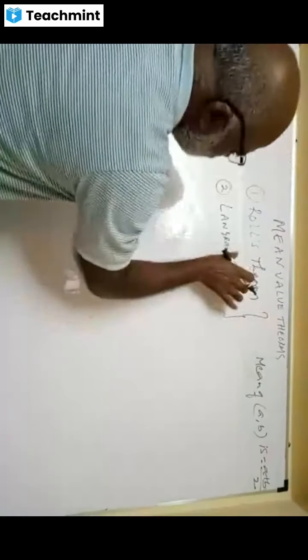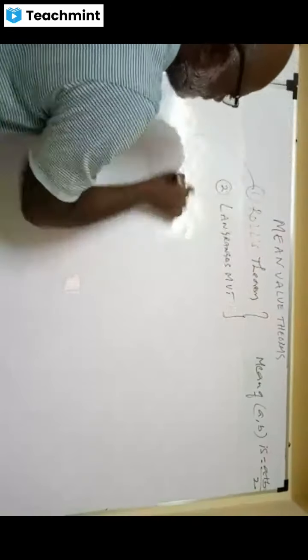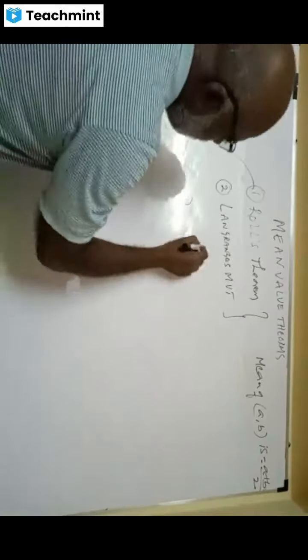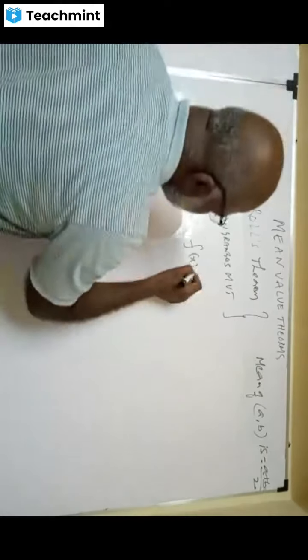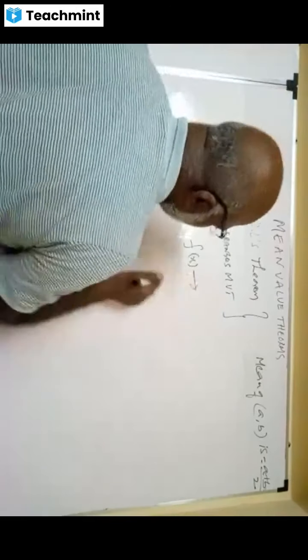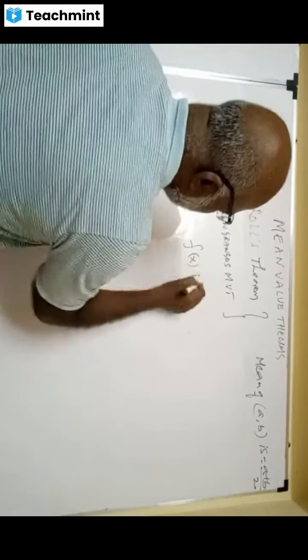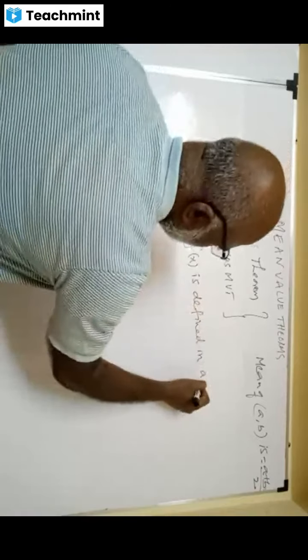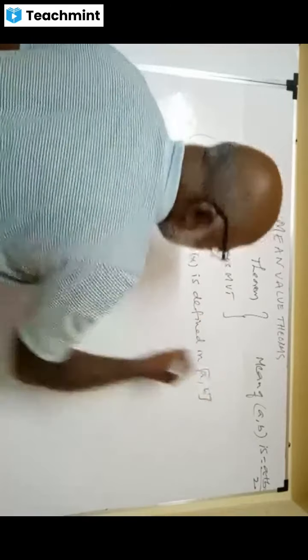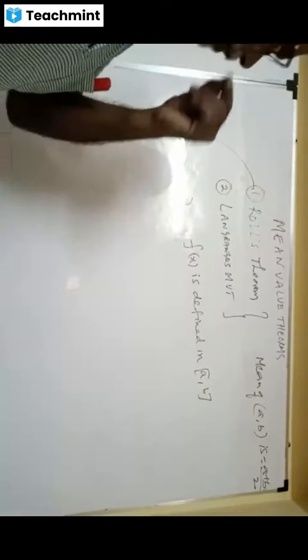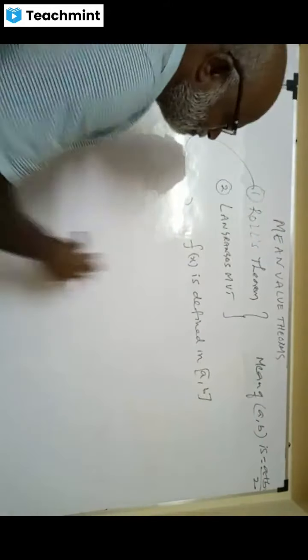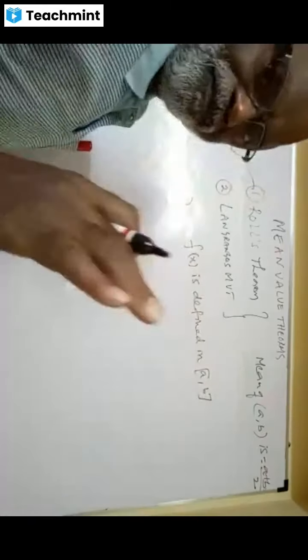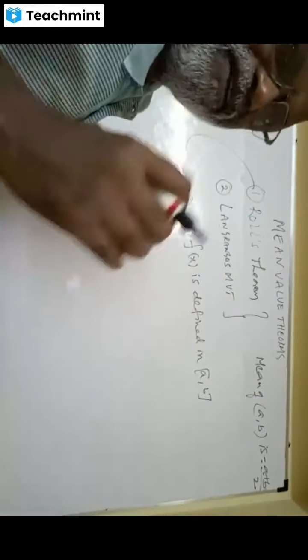What is the mean value theorem? Rolle's mean value theorem says that, first let me pick a function called f of x, which is defined in an interval AB, where A and B are real numbers. Friends, the function must be defined in AB. Given function is well defined now.